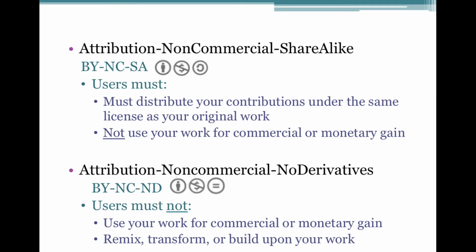Your last Creative Commons licensing option is attribution non-commercial no derivatives, which is the most restrictive, as it disallows users to distribute any modified or built upon version of your work for any kind of monetary or commercial advantage. And it requires, as all other licensing options have, that users give you credit by citing you as author.